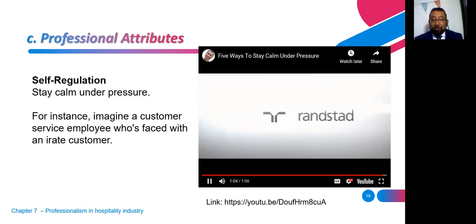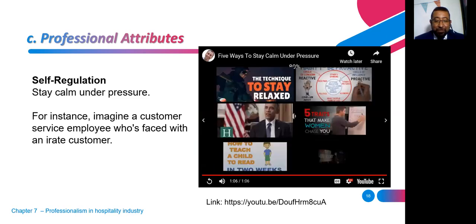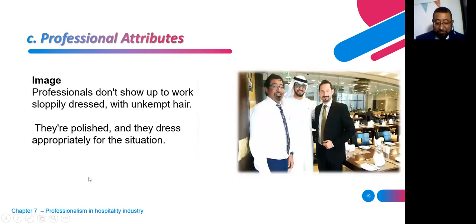So those are the 5 simple ways. Let's move on to image. This is the last attribute. Professionals don't show up sloppily dressed or with unkempt hair. They are polished and dress appropriately for the situation. So image also counts. When you talk about professionalism, it's all about these attributes that we just talked about.